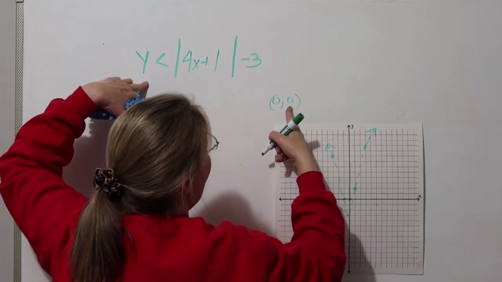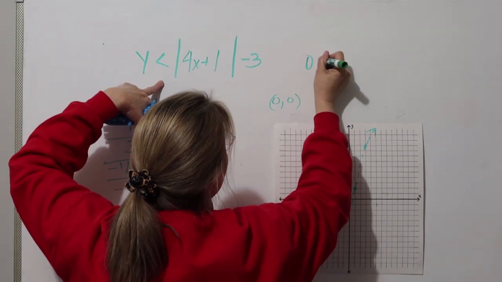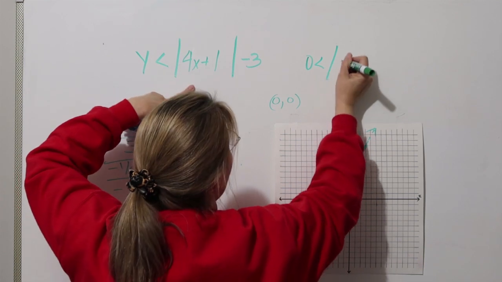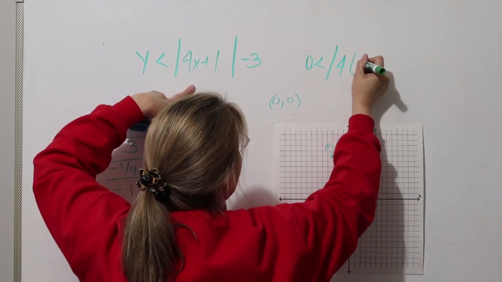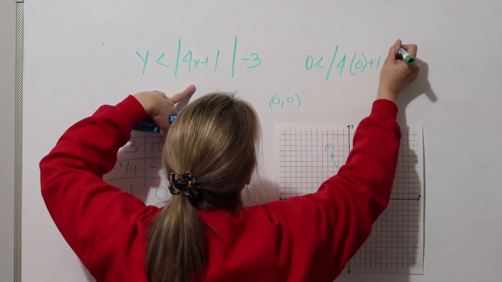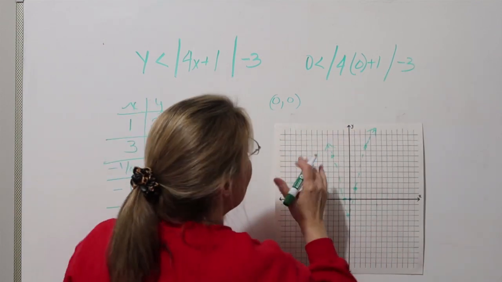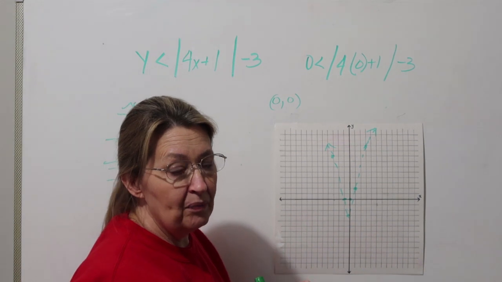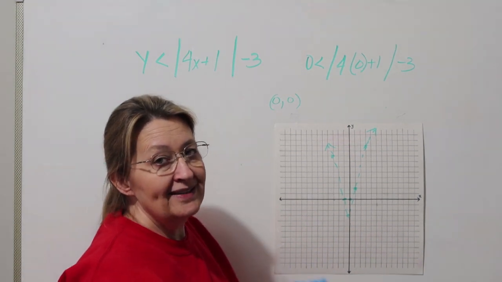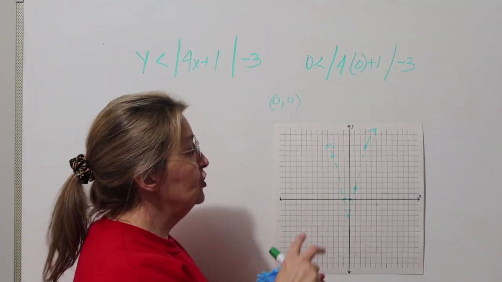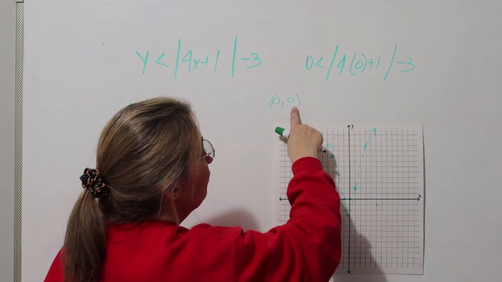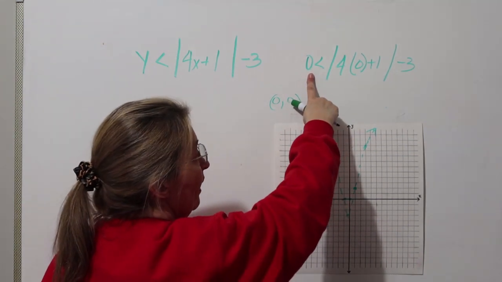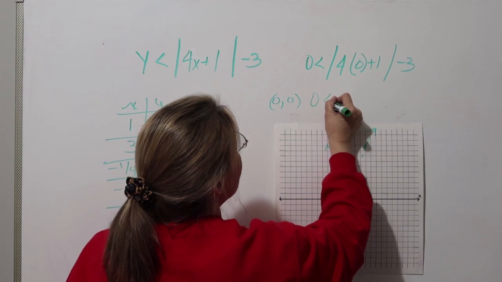So here's my y. I've got 0 is less than absolute value of 4 times 0 plus 1. And once again, be careful. You know, I picked a point that has both numbers the same. So my x and my y are both the same. But if you choose something different, make sure you plug the second number in for your y. Alright, 0 is less than.